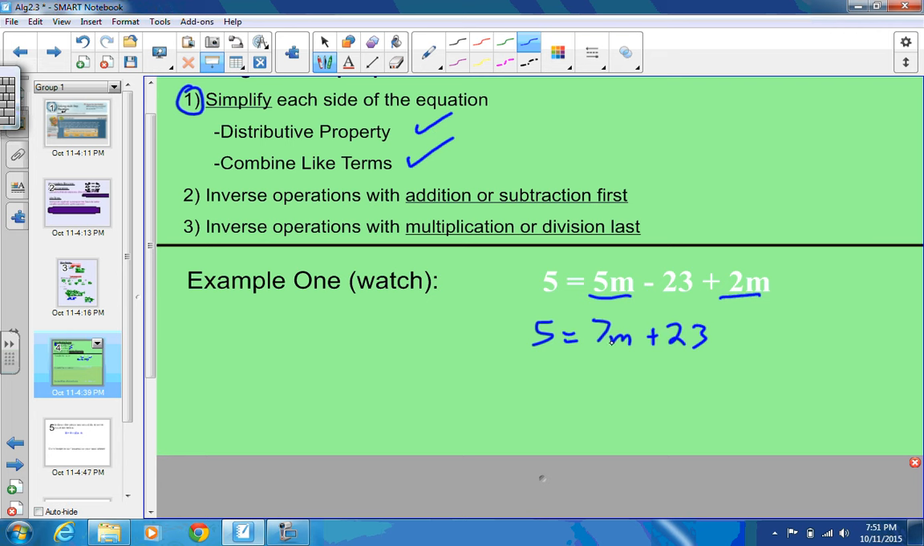We're trying to solve for the m, remember. So I'm going to undo this addition by subtracting 23 from both sides. This will cancel out. You'll just be left with 7m to the right. 5 minus 23. Well, let's do 23 minus 5 is 18. And the 23 is a negative, and it's a bigger number, so it's a negative 18. And then your last step is to divide both sides by 7.